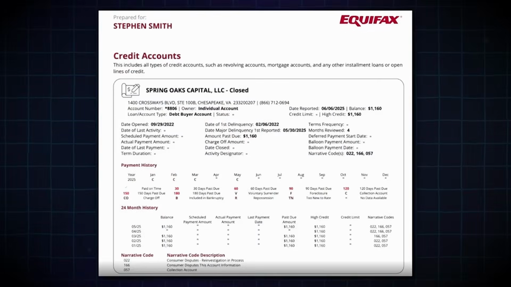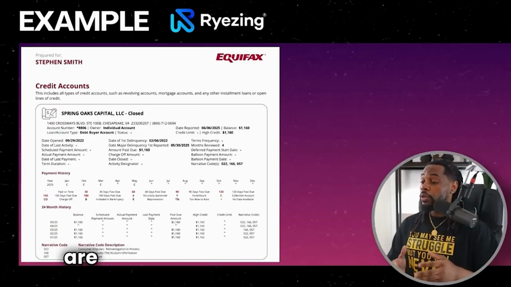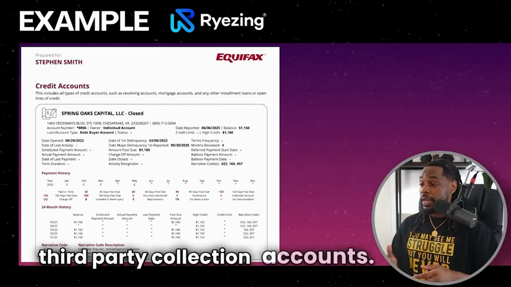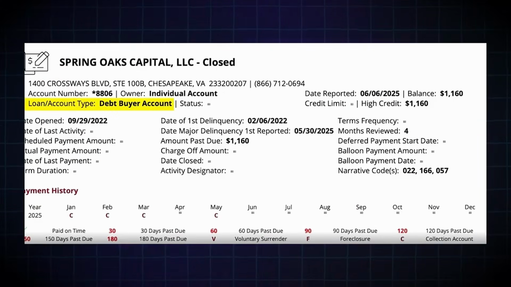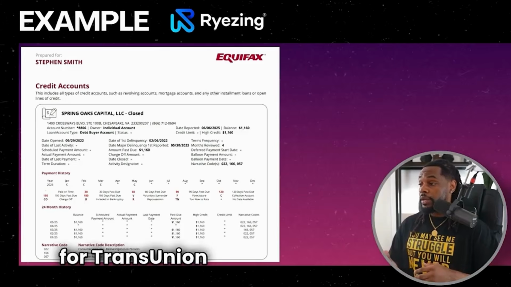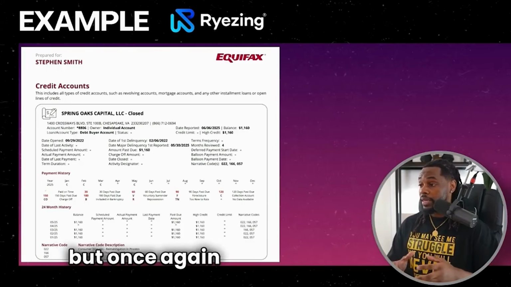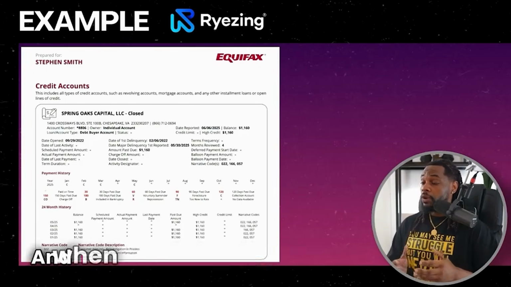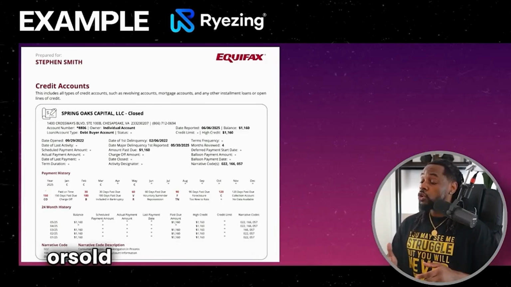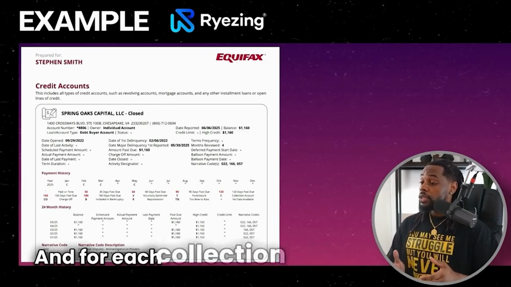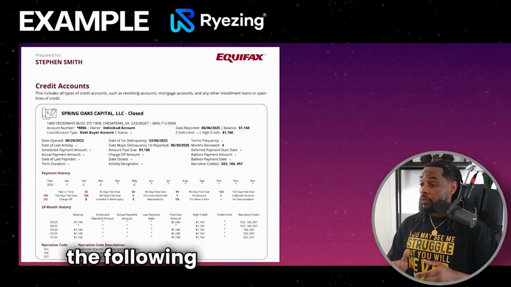As you can see, this is my report. This is a collection that I had that was reporting. As you review each report, you are looking specifically for third-party collection accounts, and notice on this account it says debt buyer account, and the code on the account simply has the letter C. That would normally signify a collection. Now this may look different for TransUnion and it might look different for Experian, but once again, you'll look for something similar. Just remember you'll identify these accounts when they've been placed or sold to a collection agency.